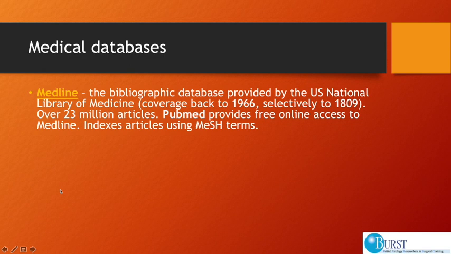Medline is the bibliographic database provided by the US National Library of Medicine, which covers articles going back to 1966, but also provides selective access to articles going back all the way to 1809. There are over 23 million articles on Medline, and PubMed, which is one of the most common search engines that we use, provides free online access to the Medline database. One distinguishing feature of PubMed is that it uses MeSH terms to index articles, and we'll talk about MeSH terms in more detail a bit later on.